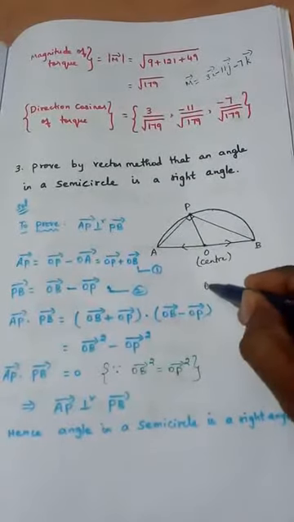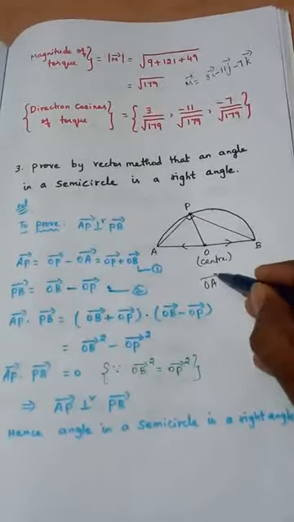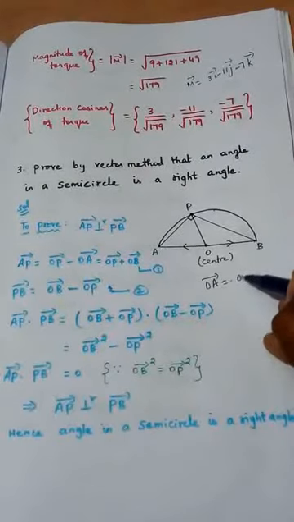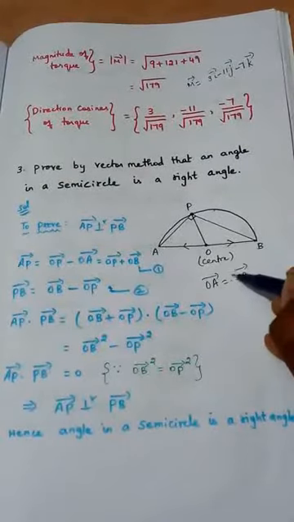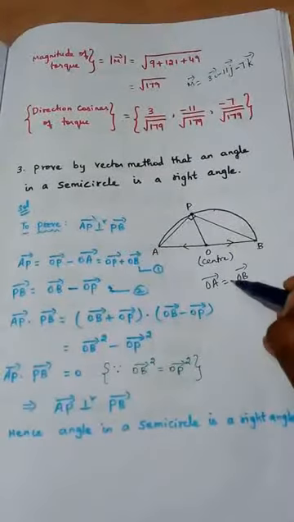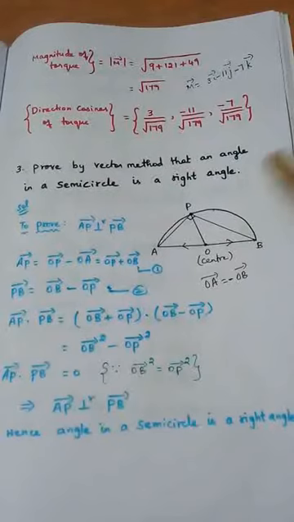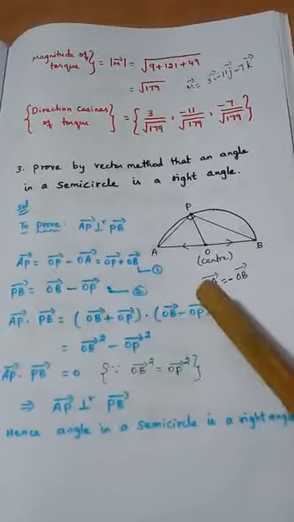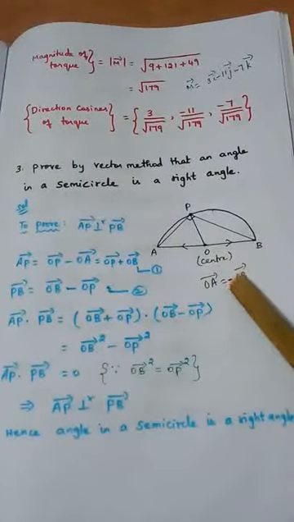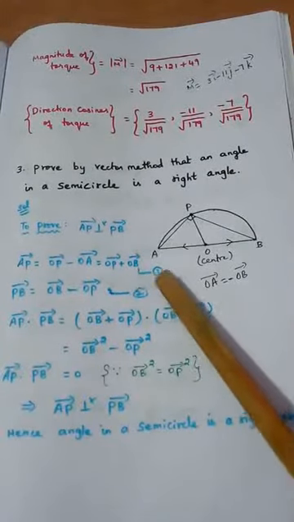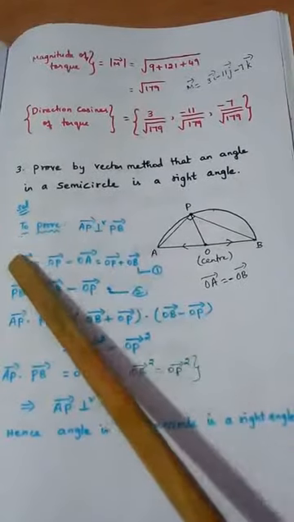I'll show that from the diagram. OA vector and OB vector are equal in magnitude, they are radius. Since the vector is in the opposite direction, I should put a minus symbol. OA equal to minus OB. So if I put minus here, I should use plus here, right? So minus OA is replaced by OB. So this is the first equation. So I have calculated AP now.